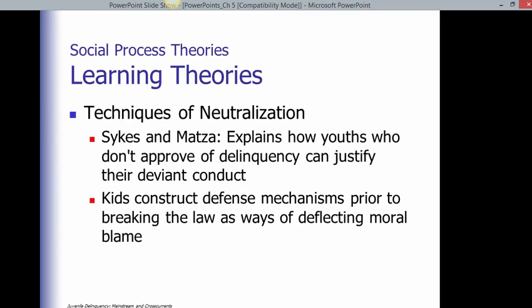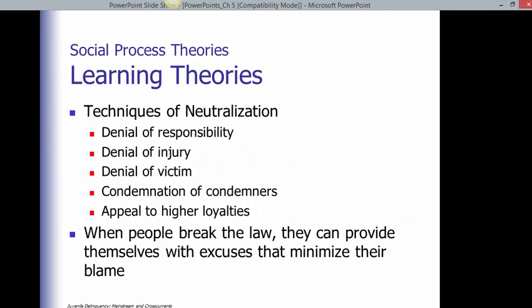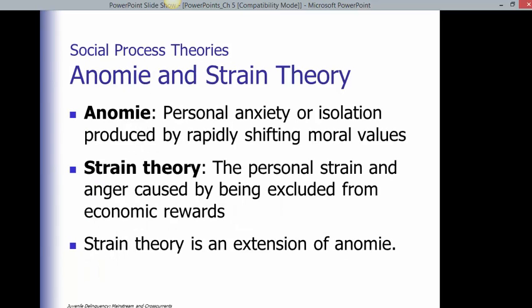Learning theories, techniques of neutralization. Sykes and Matza explain how youths who don't approve of delinquency can justify their deviant conduct. Kids construct defense mechanisms prior to breaking the law as a way of deflecting moral blame. Techniques of neutralization can include denial of responsibility, denial of injury, denial of victim, condemnation of the condemners, and appeal to higher loyalties. When people break the law, they can provide themselves with excuses that minimize the blame.